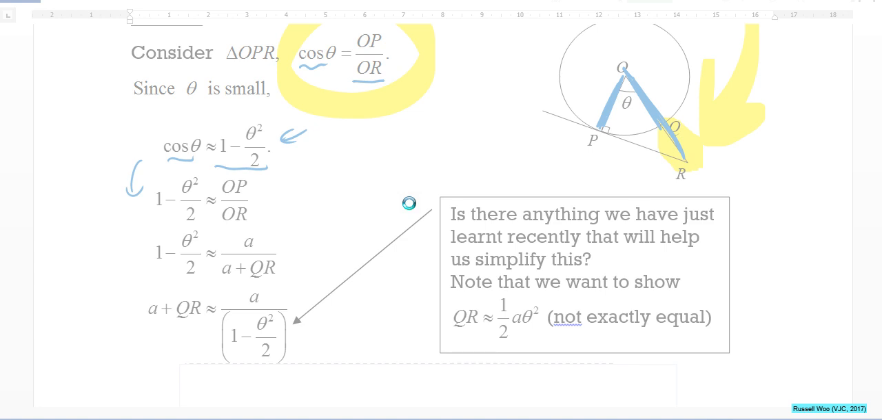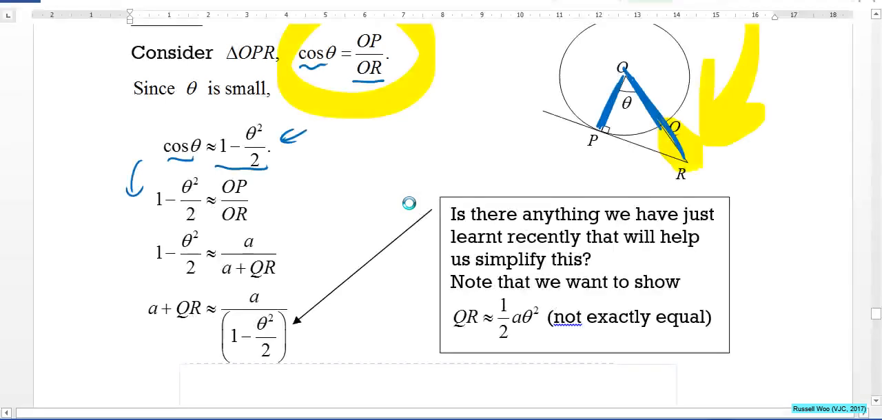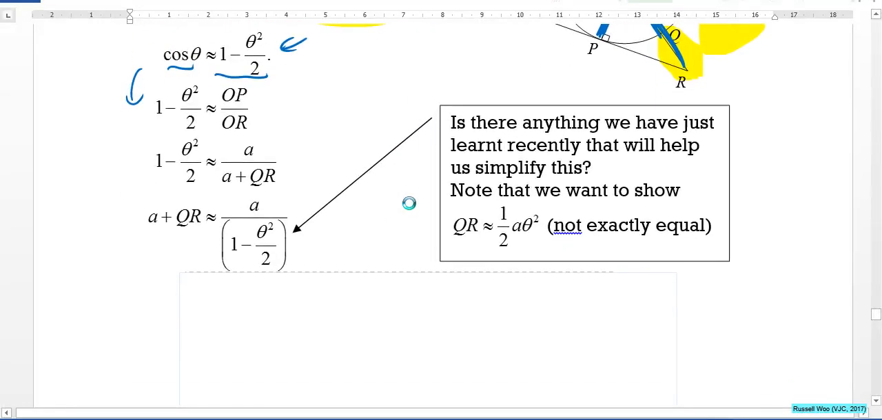I tell you first. This is base to the power of minus 1. Yes? To the power of minus 1. So I write this is equal to A times 1 minus theta squared over 2, to the power of minus 1. Have we learned anything before that can help us express this as a polynomial?